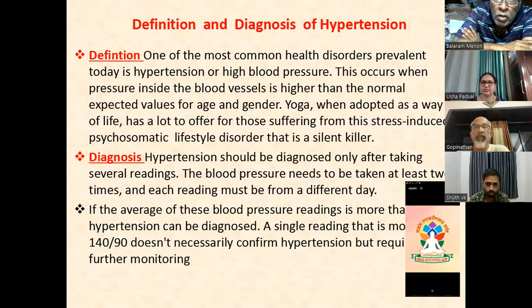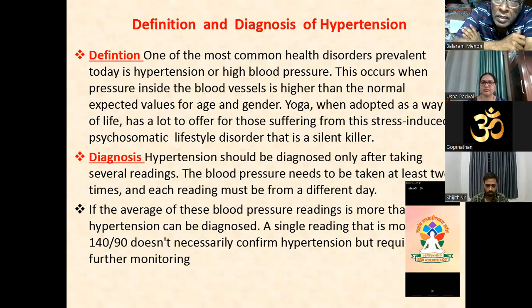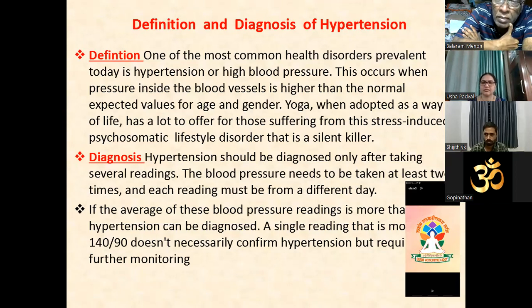Now, hypertension is diagnosed only after taking several readings. The blood pressure needs to be taken at least 2 times, and each reading must be from a different day.